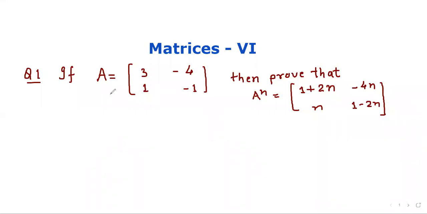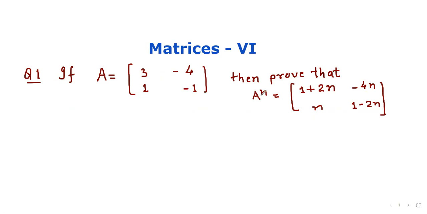Matrices. Question number 1. If A equals the matrix [3, -4; 1, -1], then prove that A^n equals the matrix [1 + 2n, -4n; n, 1 - 2n]. Here we are going to use the principle of mathematical induction.